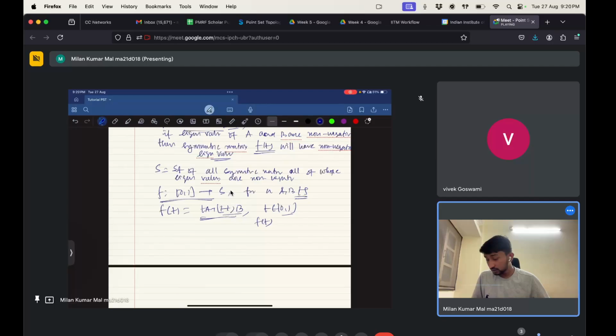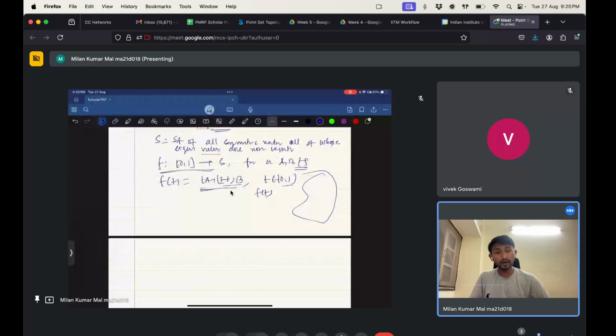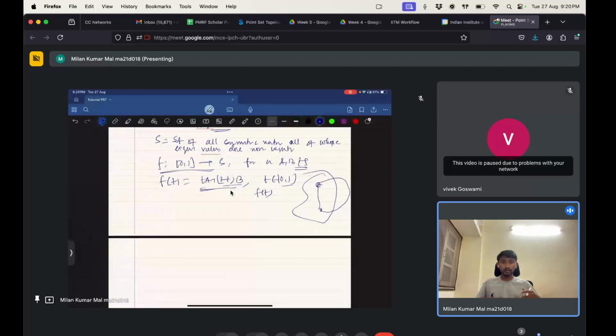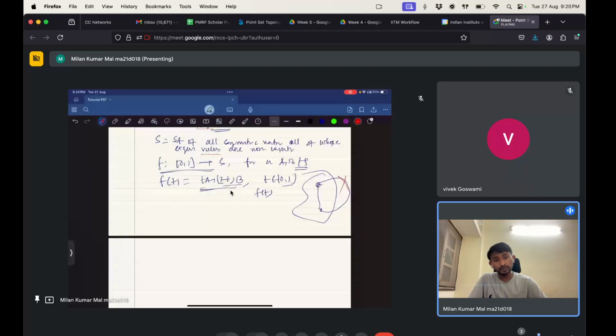Yes, sir, clear. Okay. What does path connected mean? Suppose I have a space, and two points are there. I can't take the path from outside; I have to give the path from inside. This type of path coming from outside will not help, but a path inside the space will help. That's why I have to show that f(t) for every t is in the space S. That is what I need to show.